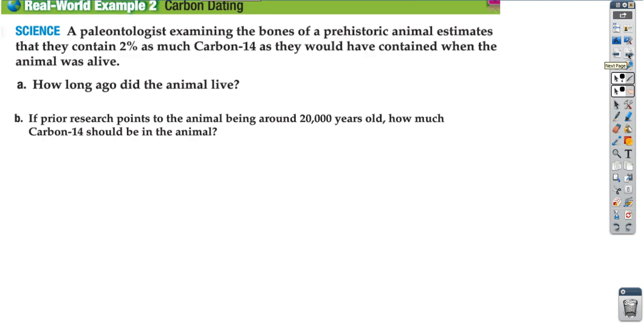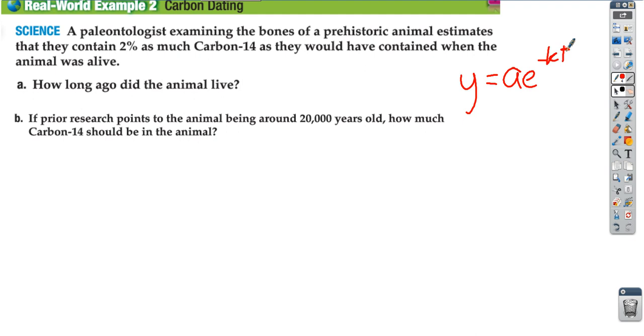Okay, here's another nice example from science, carbon dating using bones of prehistoric animals, like say dinosaurs or something. So a paleontologist, I think that's somebody who analyzes fossil samples, examining the bones of a prehistoric animal estimates they contain 2% as much carbon as they would have contained when original. So again, we're using a decay example because the carbon is leaching out or decaying from that animal. So there's our formula.